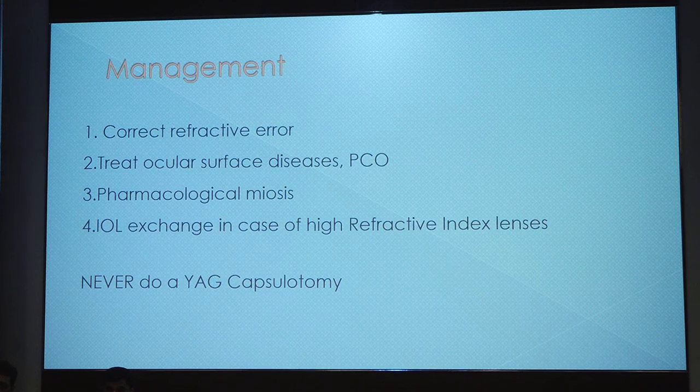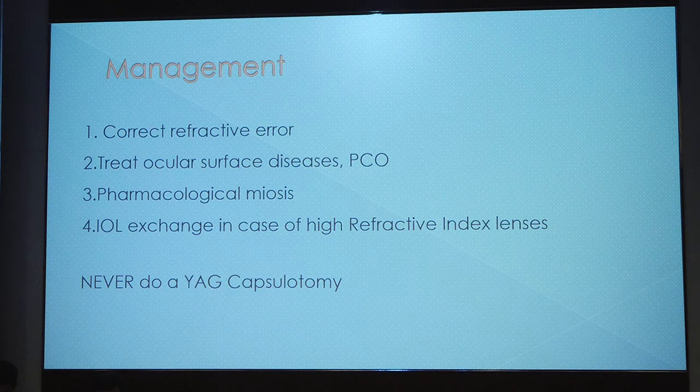Management of positive dysphotopsias: they gradually go off in time. Therefore, they don't actually need any active management. Correct any small refractive error, because that will make the patient point out some defect. If his vision is good, he might not notice this. If any ocular surface diseases are there, like Dr. Rohit has already mentioned, that has to be treated.